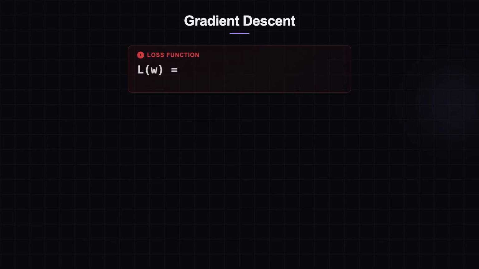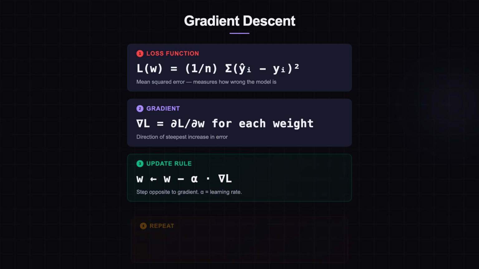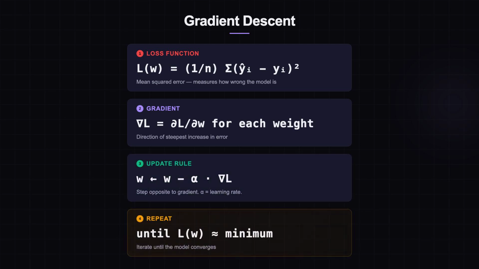Now for calculus, specifically gradient descent. The model has a loss function that measures its error. The derivative of the loss tells us the direction and rate of change. The gradient is just the derivative in multiple dimensions. To minimize error, we move in the opposite direction of the gradient. The learning rate alpha controls how big each step is. Too big, you overshoot. Too small, you're too slow.